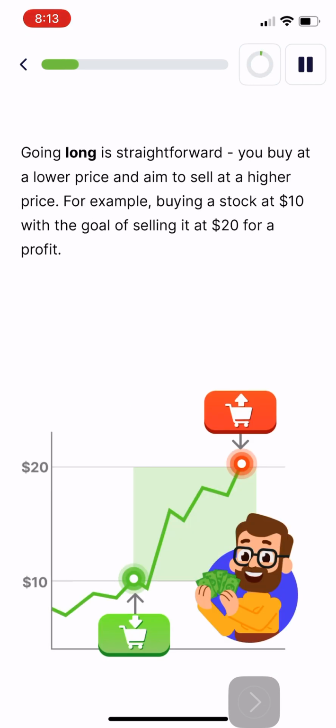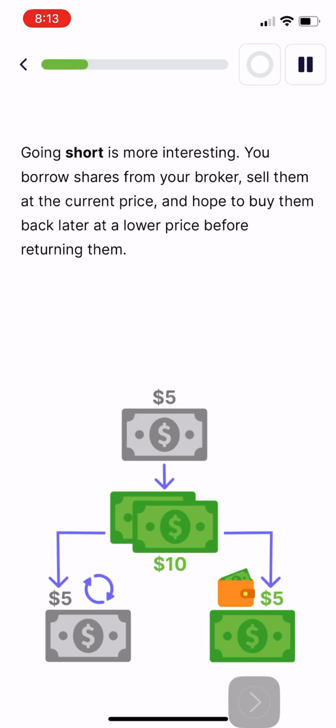Going long is straightforward. You buy at a lower price and aim to sell at a higher price. For example, buying a stock at $10 with the goal of selling it at $20 for a profit. Going short is more interesting. You borrow shares from your broker, sell them at the current price, and hope to buy them back later at a lower price before returning them.